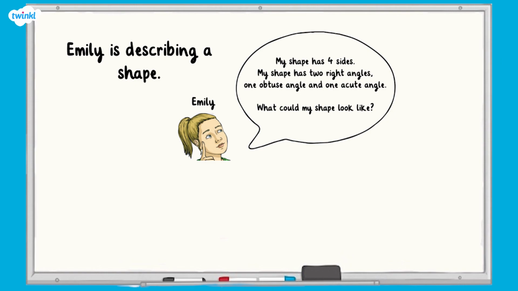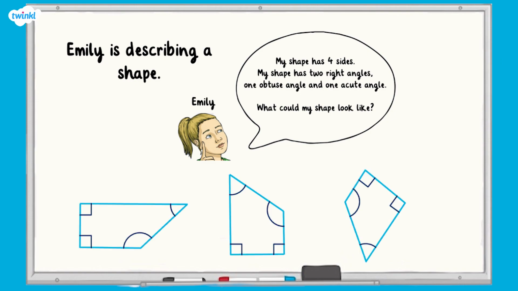Have you decided what shape it might look like? Well done. There are several possible answers. Here are some ideas. There may be other different ways that you could also draw this shape. Try to check that your drawing has 4 sides, 2 right angles, which each equal to 90 degrees, 1 obtuse angle, which is an angle more than 90 degrees but less than 180 degrees, and 1 acute angle, an angle that's less than 90 degrees.